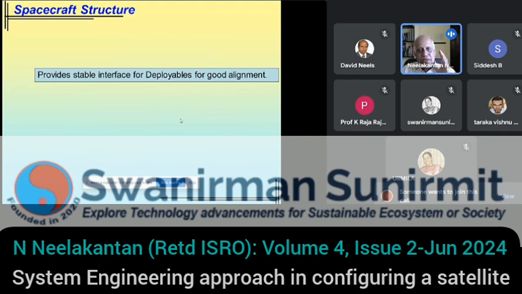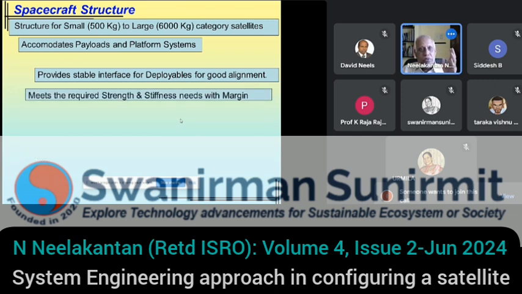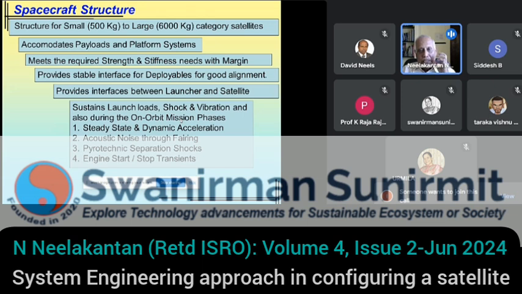So, spacecraft structures provide a stable interface for the payload as well as the deployables. There can be 500 kg or 250 kg small satellites to 6000 kg large satellites. And as I told, it accommodates the payload and it meets the strength and stiffness requirements which are necessary for withstanding the launch environment. And the structure provides the interface between the launcher and the satellite, and it has to sustain the launch loads, shock and vibration during various mission phases. And it has to be electrically conductive to serve as a common grounding point for all the electrical equipment.